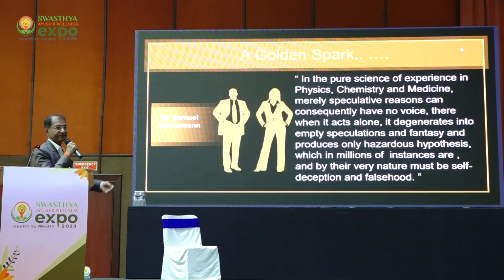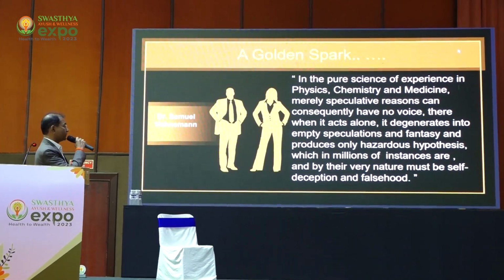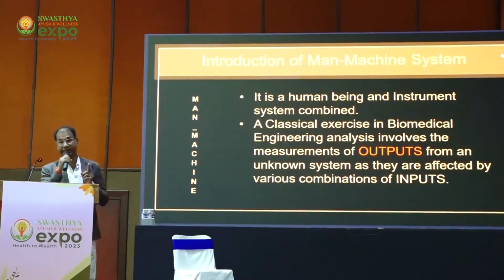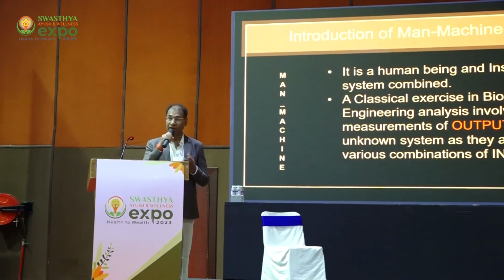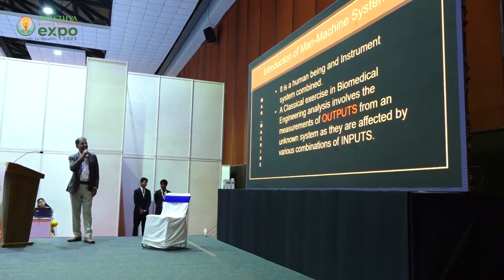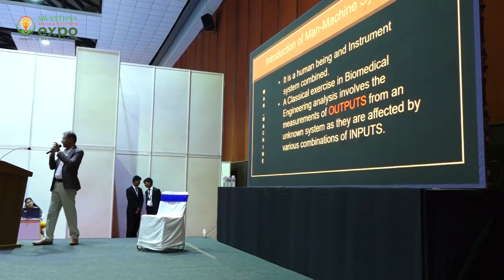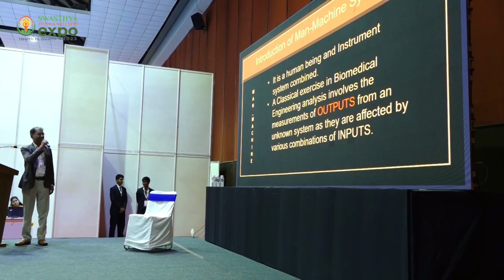Now the golden spark, which hurts me. What Hahnemann says in almost 1810: in a pure science of experience, in physics, chemistry and medicine, merely speculative reasons can consequently have no voice. There, when it acts alone, it is deception and falsehood. It is 1810, and Hahnemann is talking. And are we following a machine system? It is a human being and an instrumentation in a combined situation. What is that? A classical exercise of biomedical engineering inputs.